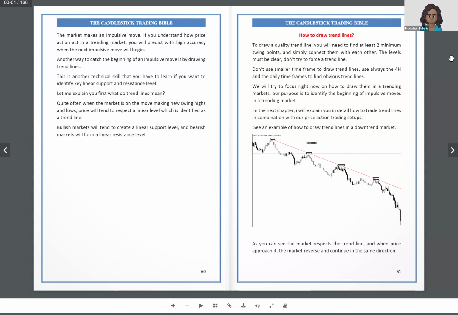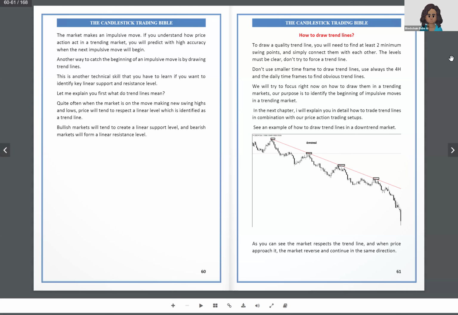Don't try to force a trend line. Don't use smaller time frames to draw trend lines. Always use the 4-hour and the daily time frames to find obvious trend lines. We will try to focus right now on how to draw them in a trending market. Our purpose is to identify the beginning of impulsive moves in a trending market. In the next chapter, I will explain to you in detail how to trade trend lines in combination with our price action trading setups. All right, we take a look at the example below.